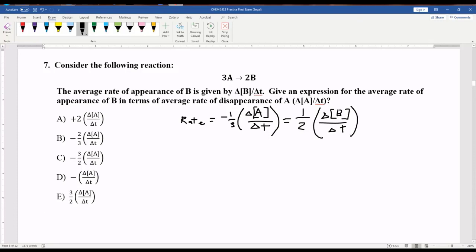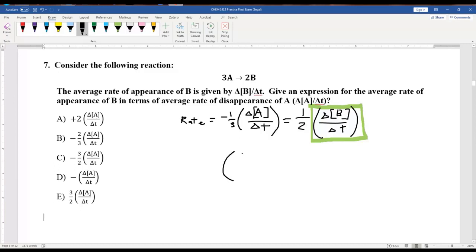Now it wants an expression for the average rate of appearance of B. In other words, it's wanting you to solve for this in terms of the average rate of disappearance of A. So basically, just rearrange this equation and solve for that, what I've circled in green, delta B over delta T. That basically means I just multiply both sides by 2. So even though it looks kind of complicated initially, if you recognize how to put together one of these rate expressions for each of the substances, this is actually a really easy question.